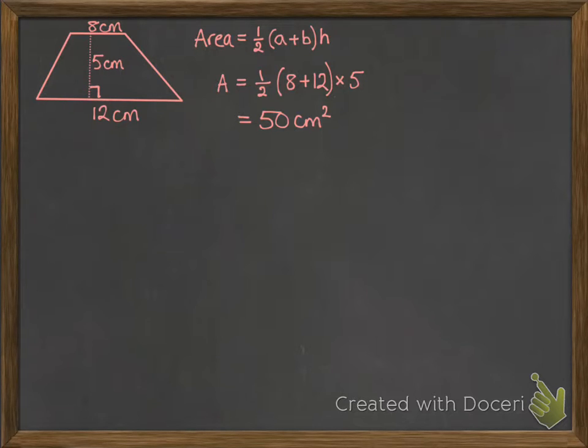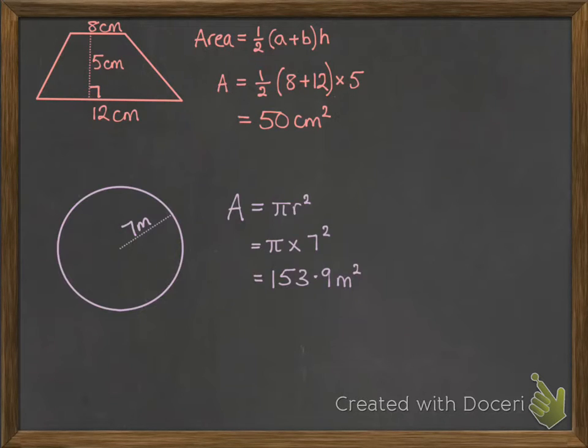Sometimes you might get given a trapezium that's on its side, so the parallel sides might be running vertically instead of horizontally. That's totally fine. It could be on an angle, but make sure it's the two parallel sides that you add together. You half that sum and then multiply it by the perpendicular distance between those two parallel sides.